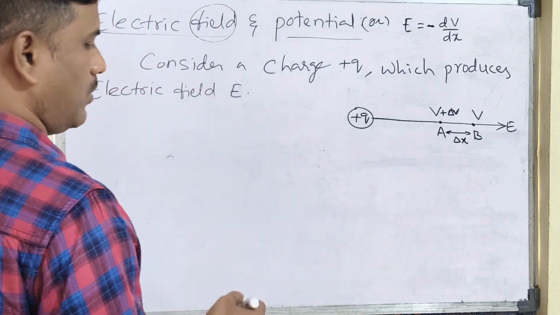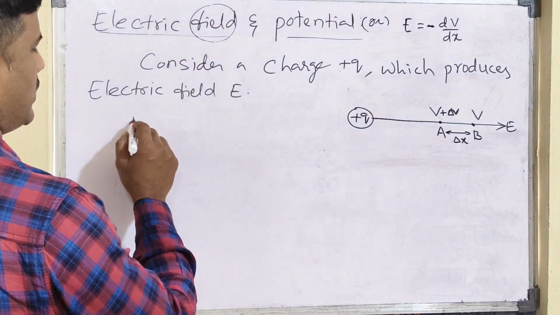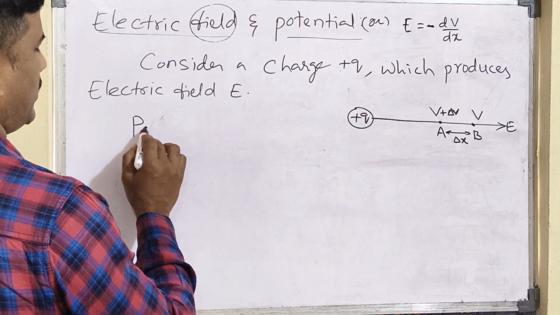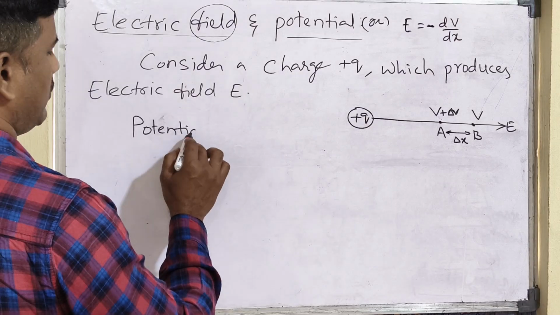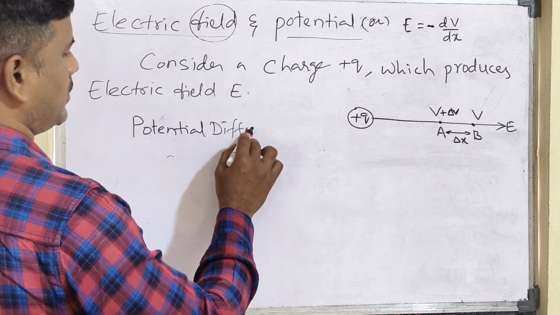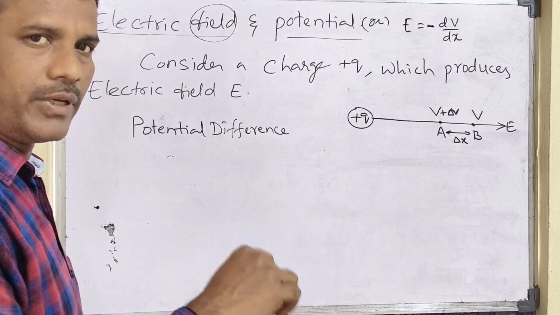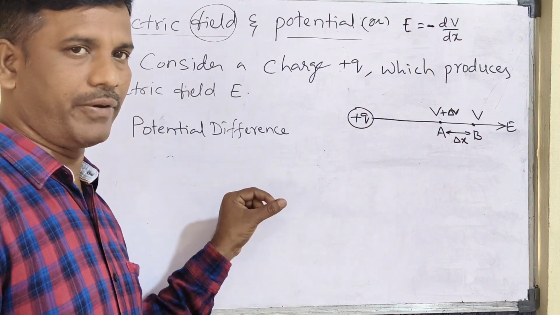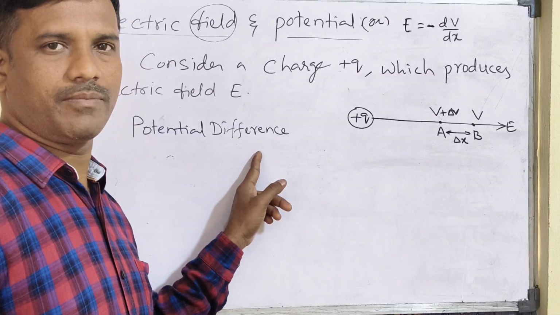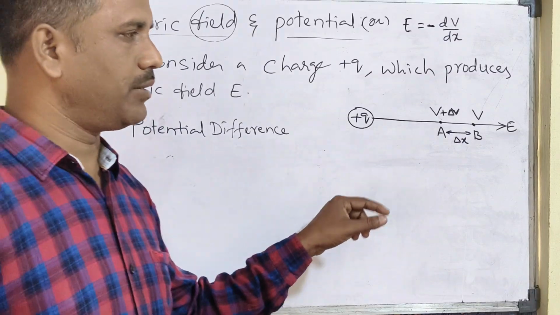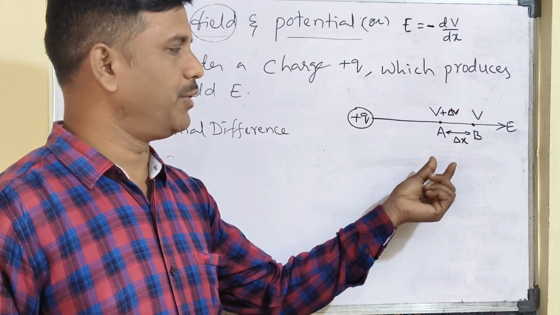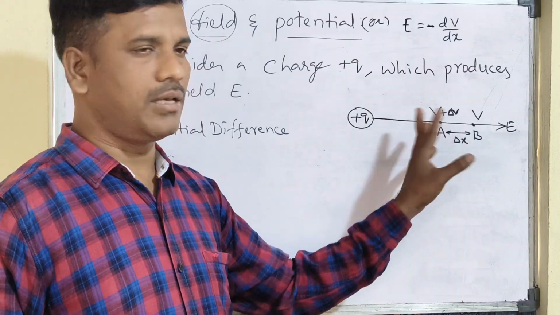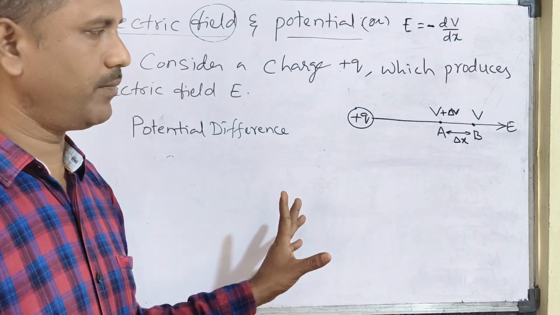So right, now we already know the potential statement. What is potential difference? Potential and potential difference are the same, no? But there is only a small difference. Potential difference means the amount of work done in bringing a unit positive test charge from one point to another point, against the electric field.